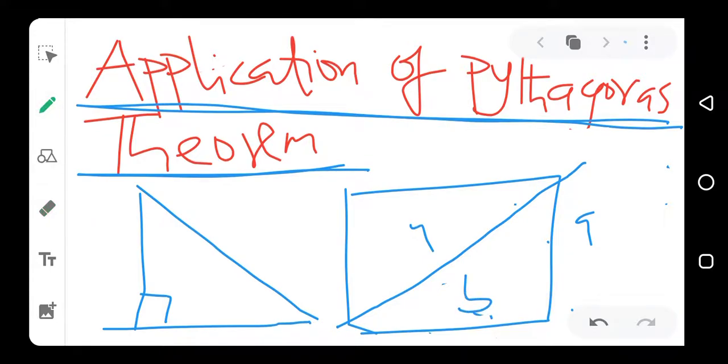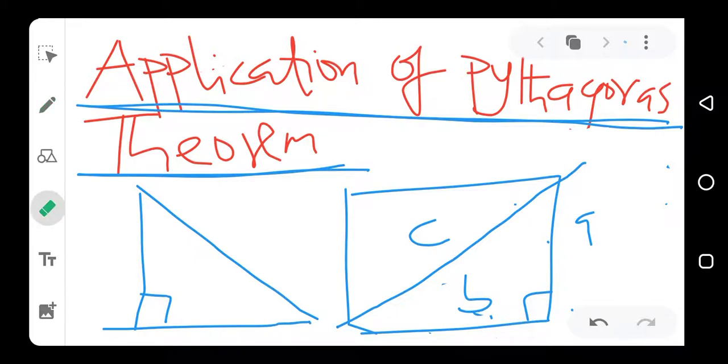Assuming that the land is rectangular, let's call the pathway we created inside the land C. The edges of a rectangle are 90 degrees, so this makes a right angle triangle. So we can use the Pythagorean theorem to find the length of the pathway we created inside the land. So these are different ways we can apply the Pythagorean theorem.